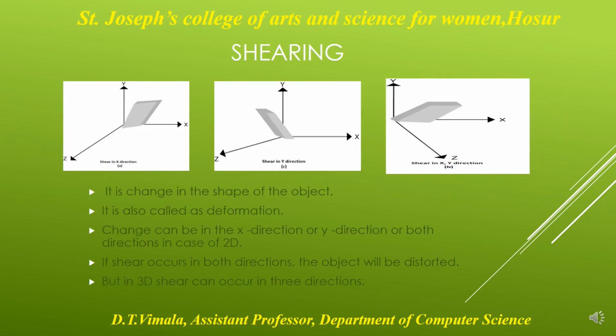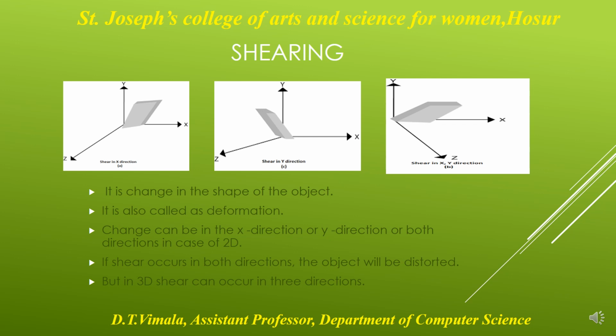Next is shearing. Shearing is a change in the shape of the object. Shearing means we just want to change the shape of the object. To change the shape of the object, we use the shearing transformation. It is also called deformation. In the 2D transformation, we call it skewing. Here we know it as deformation.